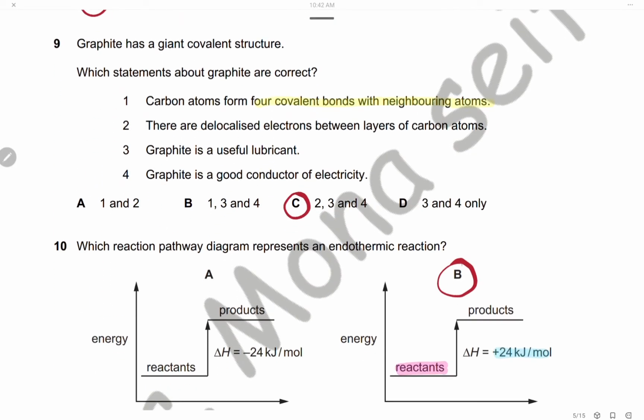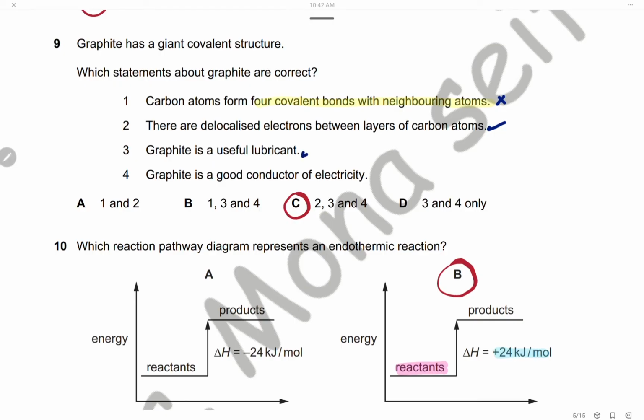Question 9. Graphite has a giant covalent structure. Which statements about graphite are correct? Carbon atoms form 4 covalent bonds with neighboring atoms. This is wrong. In graphite, each carbon forms only 3 bonds with neighboring carbon atoms. There are delocalized electrons between the layers of carbon atoms. This is correct. Graphite has delocalized electrons, and that's why graphite can conduct electricity.